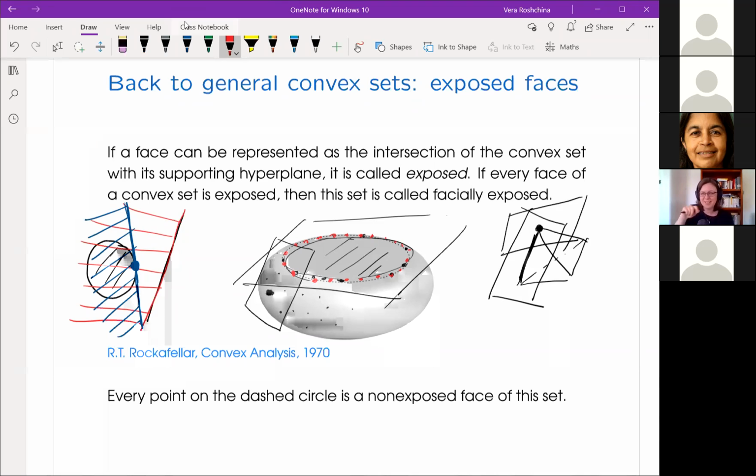So if faces are not exposed, you can get a dual face that corresponds to two different primal faces and things like this. So it's a problem, but it also makes convex sets more interesting than just polyhedral sets.